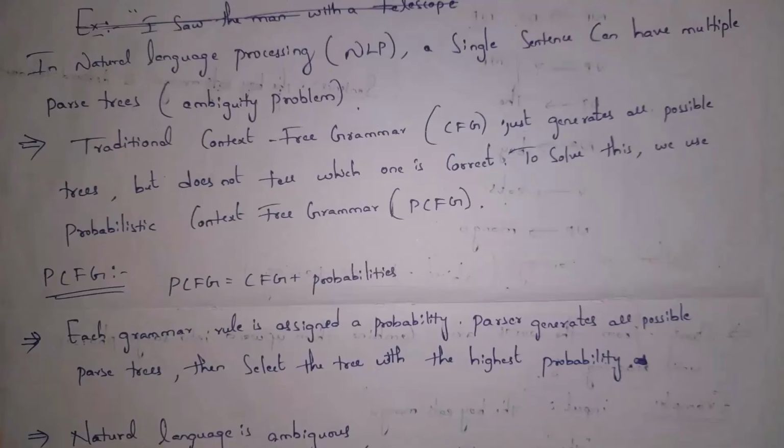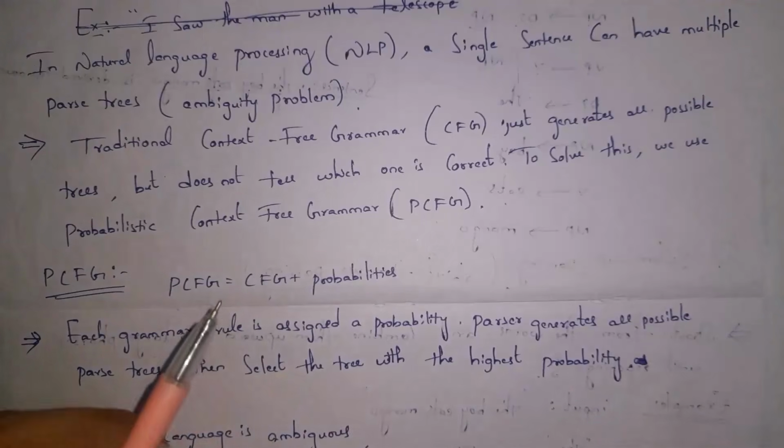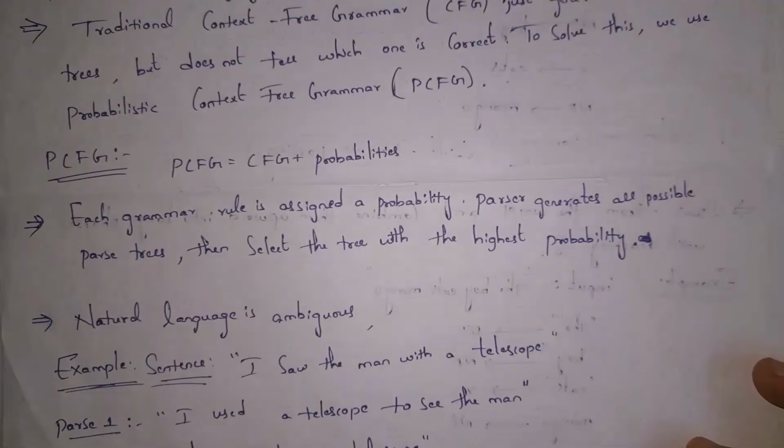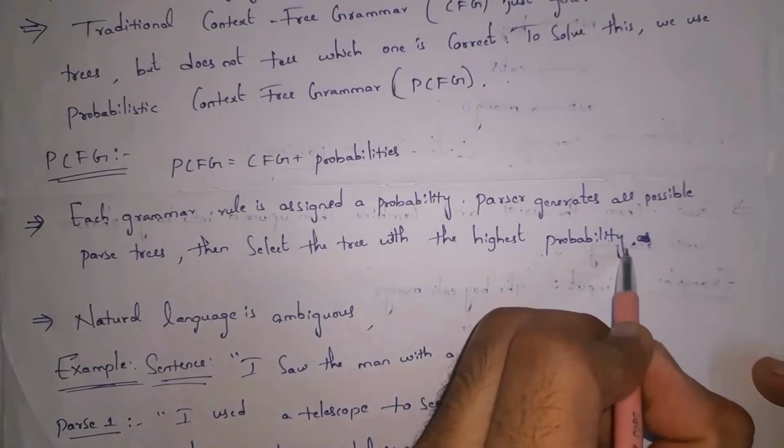So traditional context-free grammar will just generate all possible trees for each and every meaning, but we don't know which one is correct. To solve this problem, we can use probabilistic context-free grammar. So probabilistic context-free grammar is a combination of context-free grammar plus probabilities. So the sentence with highest probability is selected as correct one. So we'll select the highest probability sentence as correct answer.